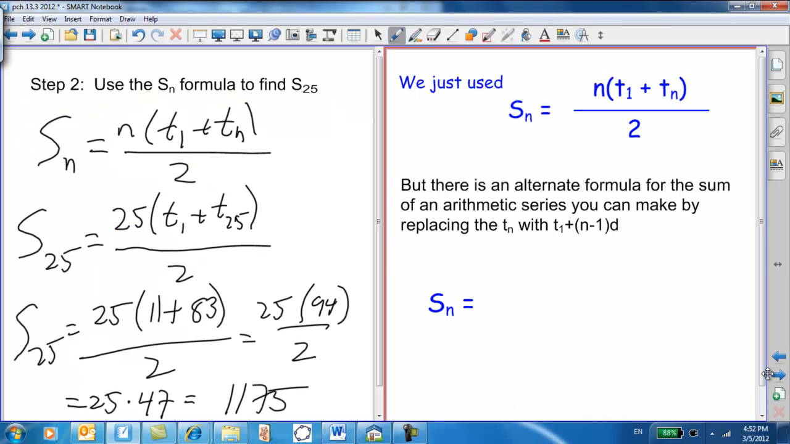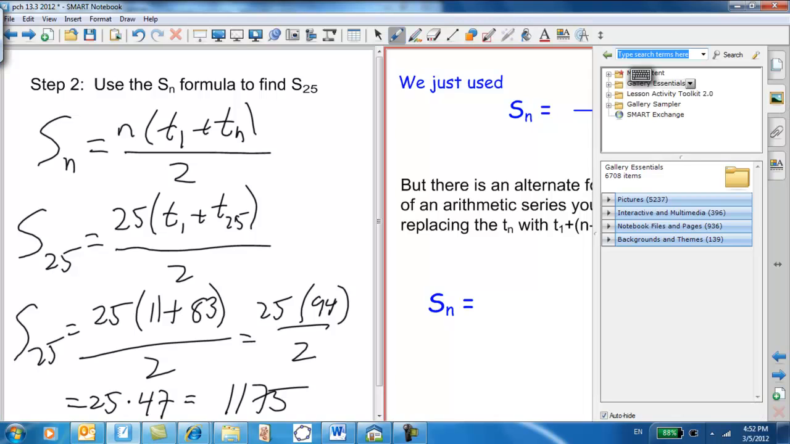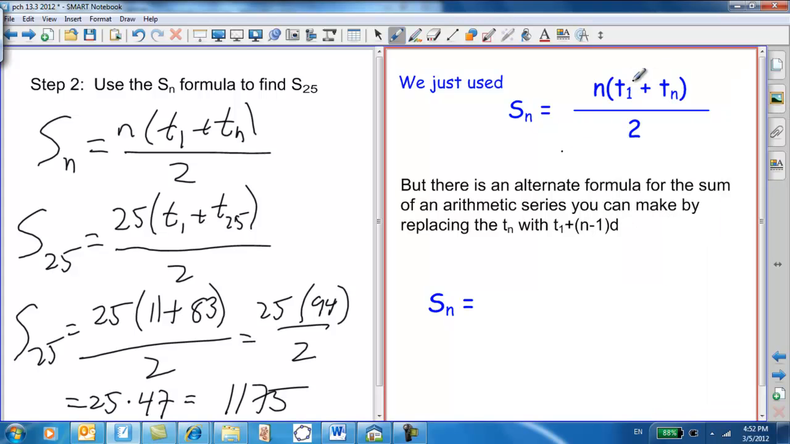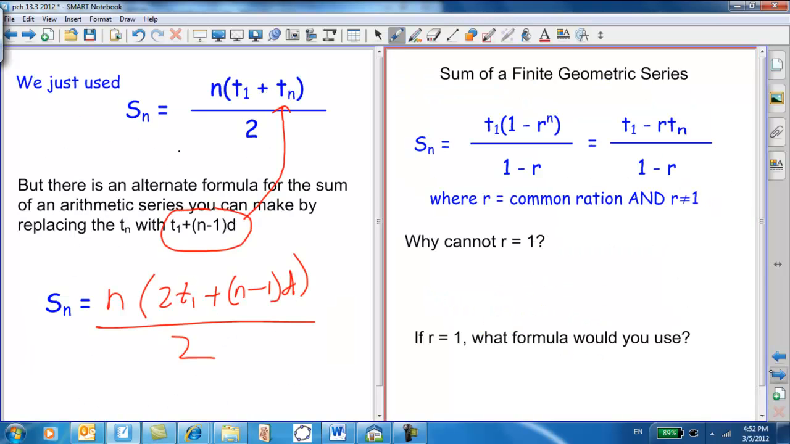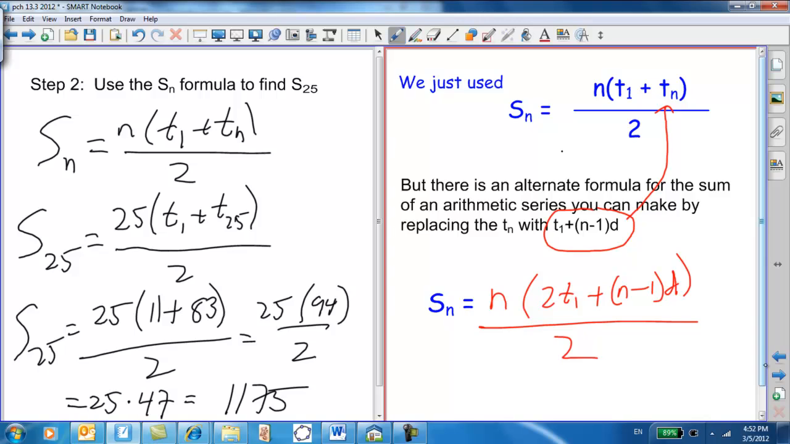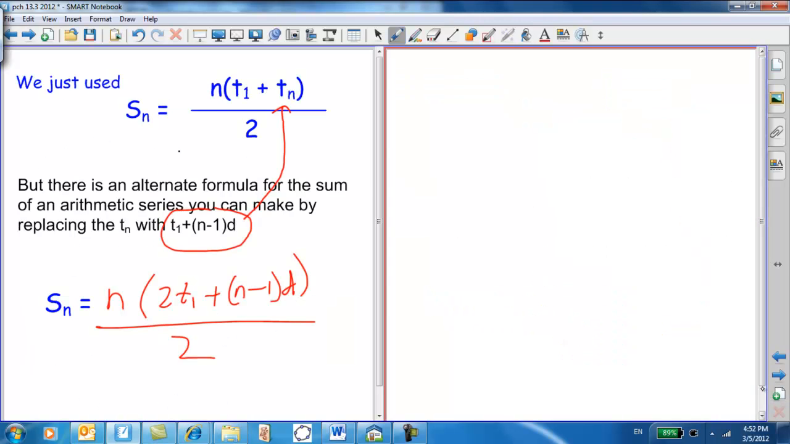Now, we just used this formula, S sub n equals n times (t sub 1 plus t sub n) over 2. But there's an alternate formula that you can get by making this substitution, putting in t sub 1 plus (n minus 1) times d in for t sub n. You end up with this formula: n times (2t sub 1 plus (n minus 1) times d) all over 2. And the advantage of this is that you save a step.